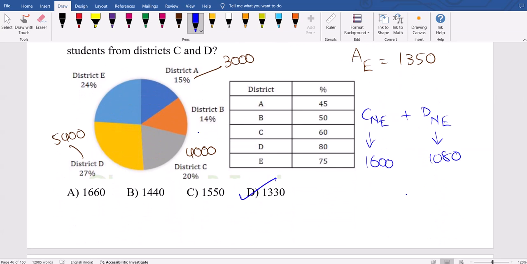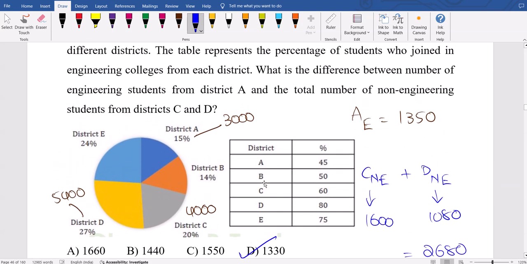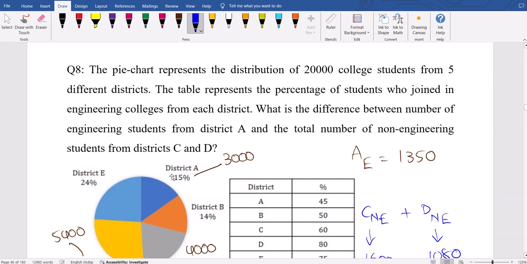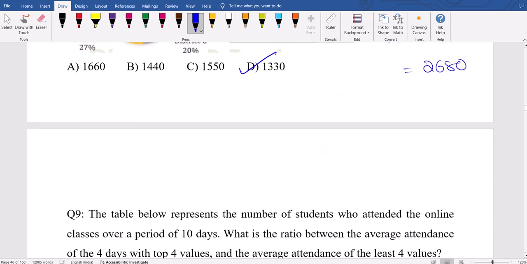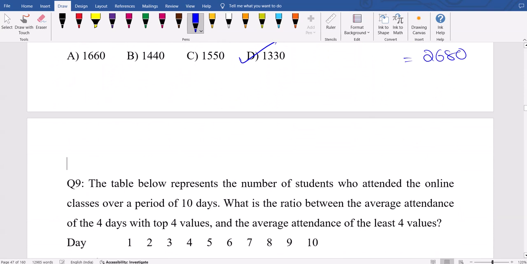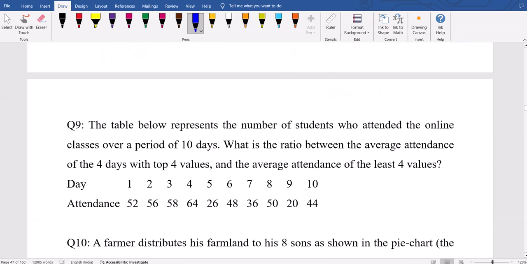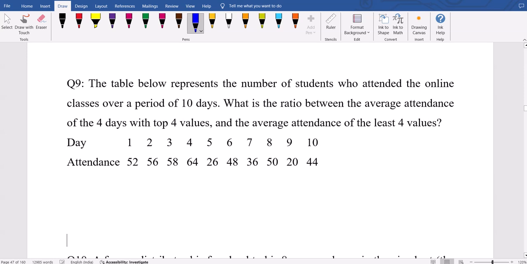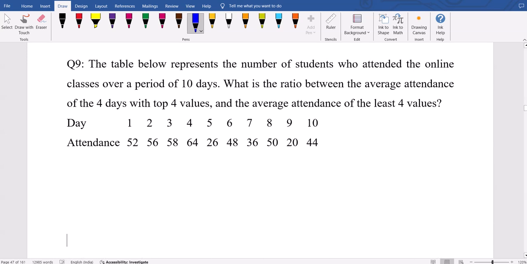Difference is, you can clearly observe, 1330 is the difference. Right? So see, this is a table and pie chart combination question. This is data interpretation. Collect the required data and perform. This is the fill in the blank question. Options are given, but all options have values, and they're asking for a ratio, so the value is not correct. But okay, fine. Let's see this.